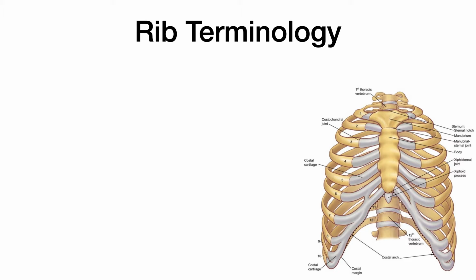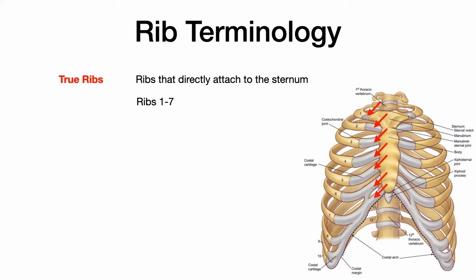Our discussion should begin by talking about true versus false versus floating ribs. True ribs are ribs that have direct attachments to the sternum. So as you see in this image, ribs 1 through 7 are true ribs because they have cartilages that extend from the ribs and connect those ribs directly to the sternum.